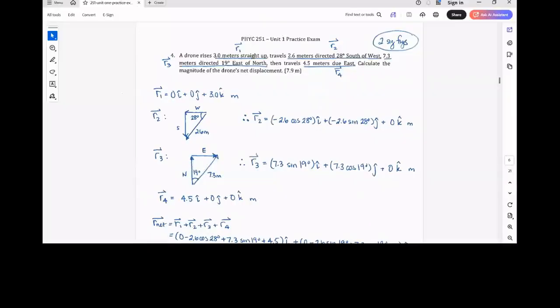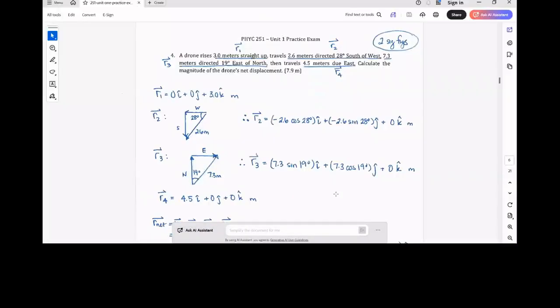I do want to call attention to the fact that it is not safe to assume that every x component is going to be a cosine, every y component is going to be a sine. And we can see that really clearly here with vector R3 because the adjacent piece of this right triangle points in the y direction. So that's why I have a cosine with my j hat unit vector.